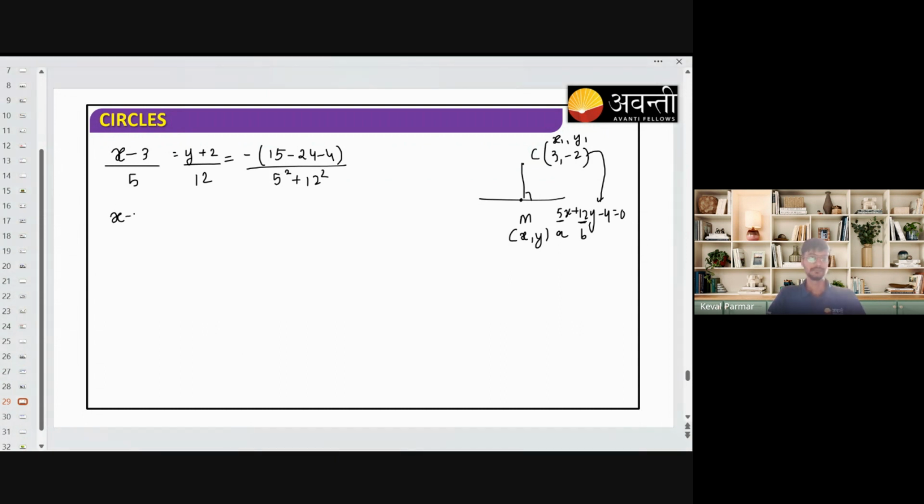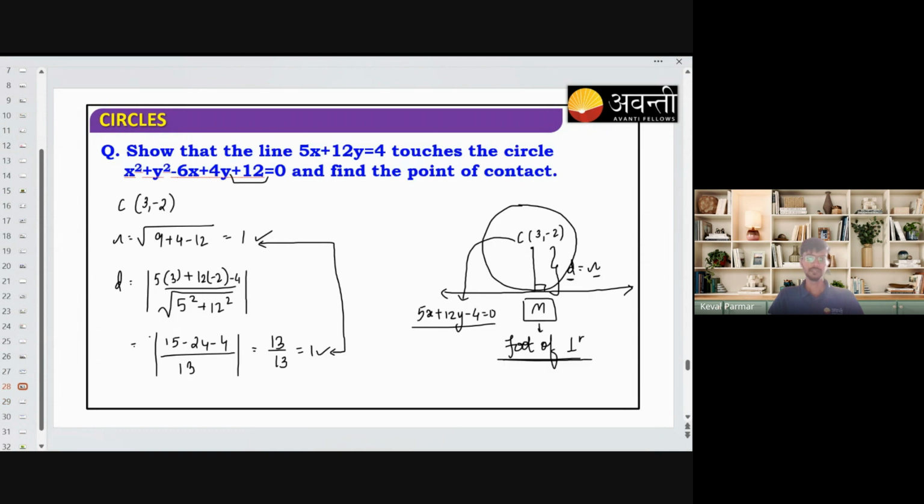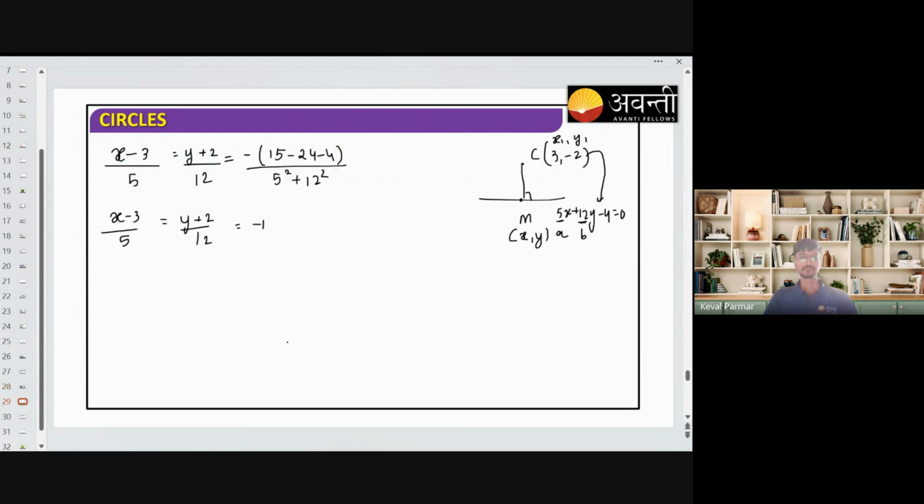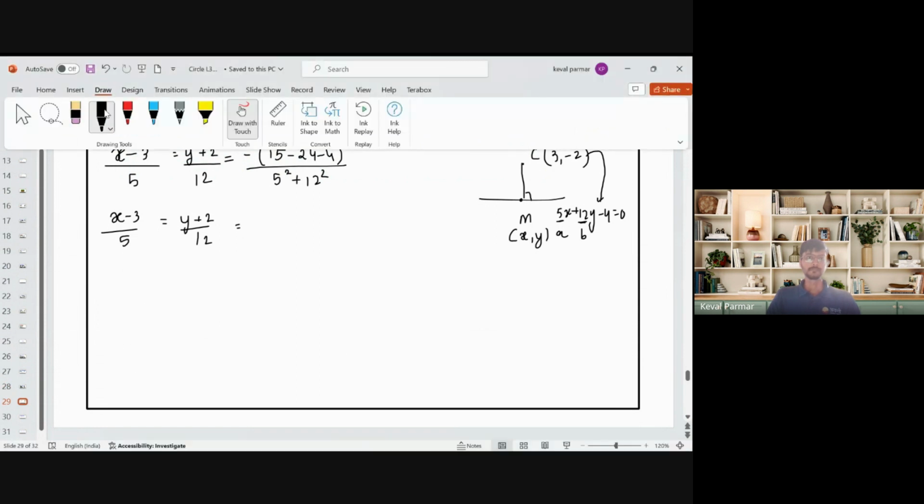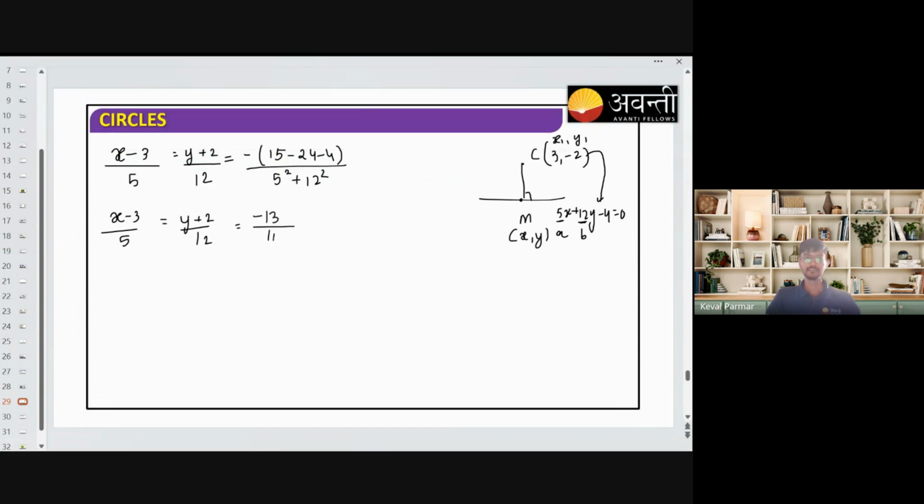So I'll get x minus 3 upon 5 is equals to y plus 2 upon 12. I think this is minus 1, right? Just now we calculated the same value. Correct, guys? It was minus 13 upon 13 ka mod. Not minus 1, sorry, below there is no under root. So I think it is minus 13 upon 169, right? Which is minus 1 by 13. Okay? Yeah, I think it's correct.